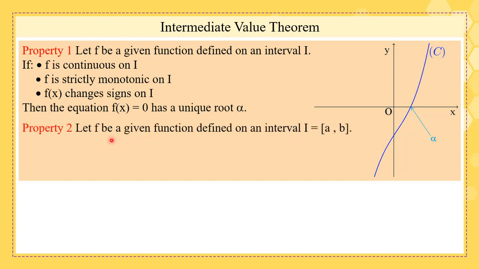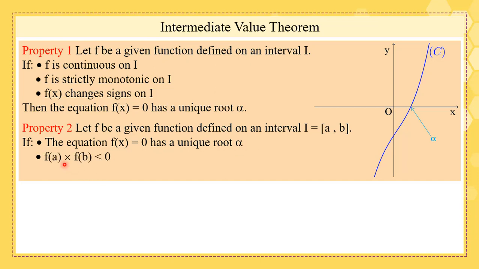Let's see property 2. F is a given function defined on an interval I. If the equation f of x equals 0 has a unique root alpha, and f of a times f of b is negative, in other words, one of these two values is negative and the other one is positive, they have two opposite signs.